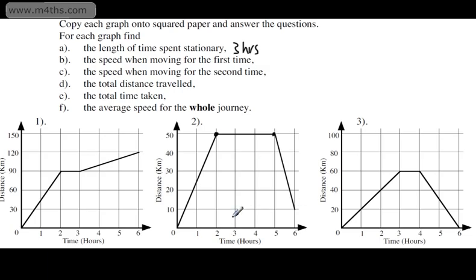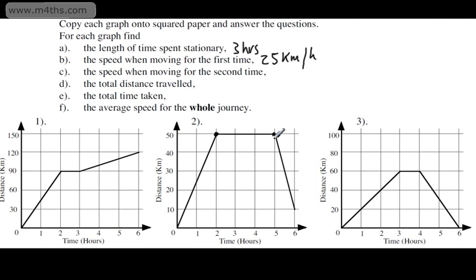I've checked now that the scale is the same as before rather than just jumping in, and we can see that each of these is 1 hour. The speed when moving for the first time. Well, the distance is 50 kilometres. The time is 2 hours. Speed is distance divided by time. So that's 50 divided by 2, which is 25 kilometres an hour.